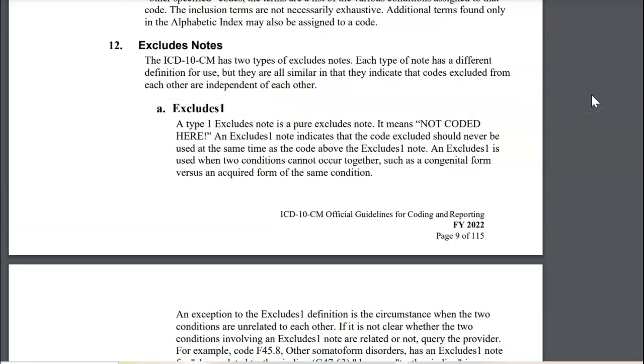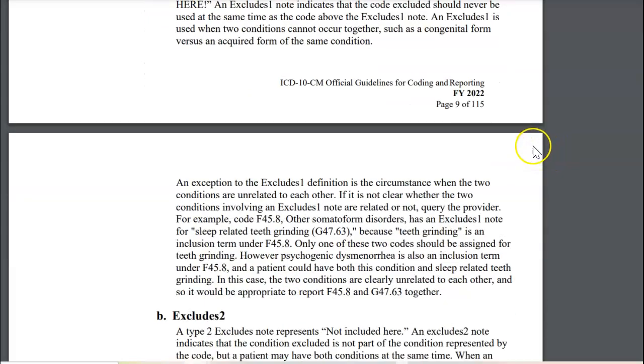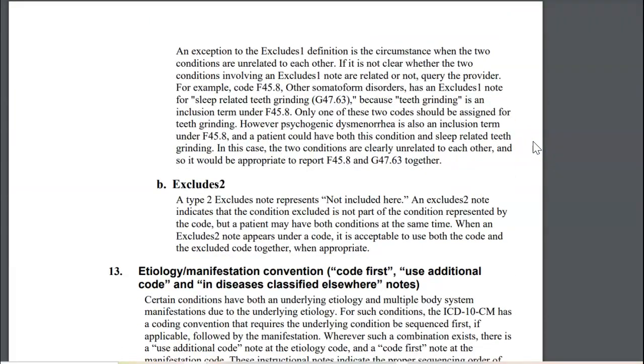A type 1, it means it's not coded here. So excludes 1 versus this could be, let's say we have 2 conditions cannot occur together. So if we have a situation where a congenital diagnosis being coded, you cannot also code an acquired condition of that same. So if we have a hydrocephalus, which is congenital, you cannot also code acquired. So that's what excludes 1 means. That code cannot be also coded at the same time.